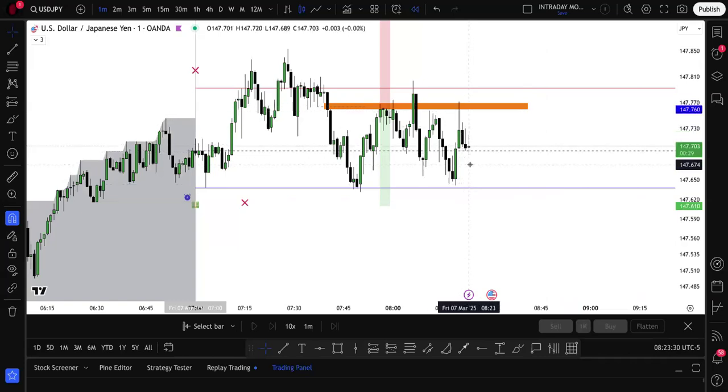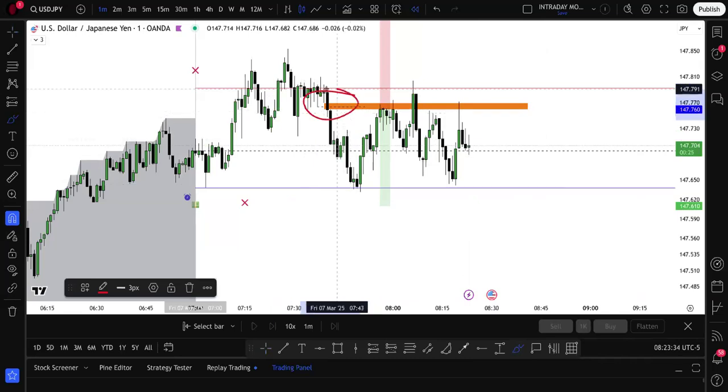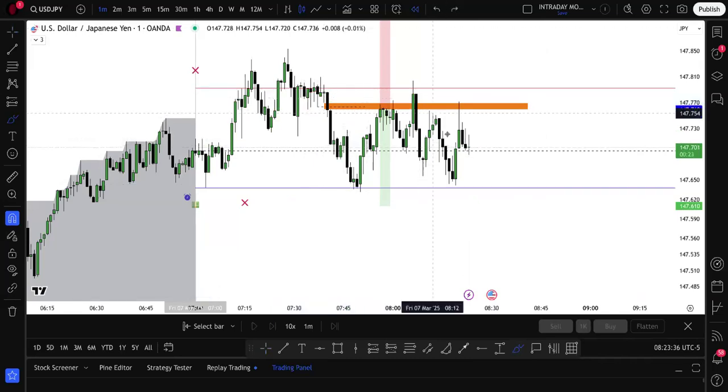Man, UJ is really holding in this area right here with this PD area, with that fair value gap, at least the one that we marked off, really holding it right there in that zone. Wow. Market's gonna fly, bro. Market's gonna fly.